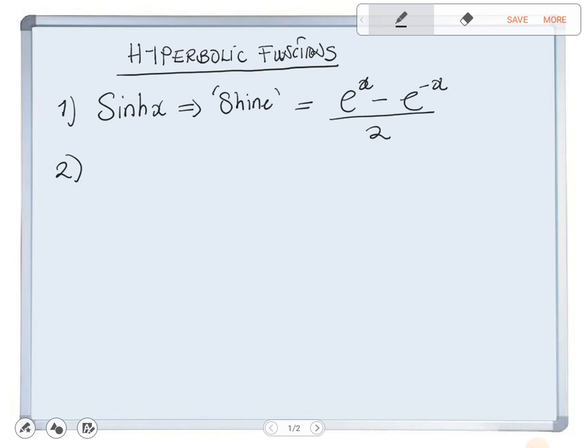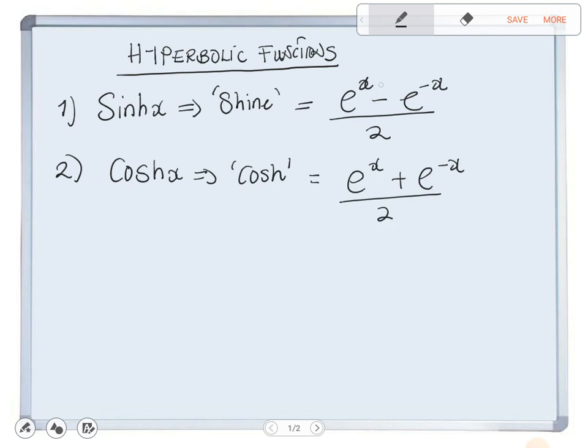Number 2, we have cosh. You pronounce this one as "cosh". So cosh x is just equal to e to the power x plus e to the power negative x over 2. You can see the difference between these two is just a sign in the middle, isn't it? Exactly. So that is for sinh, that is for cosh.